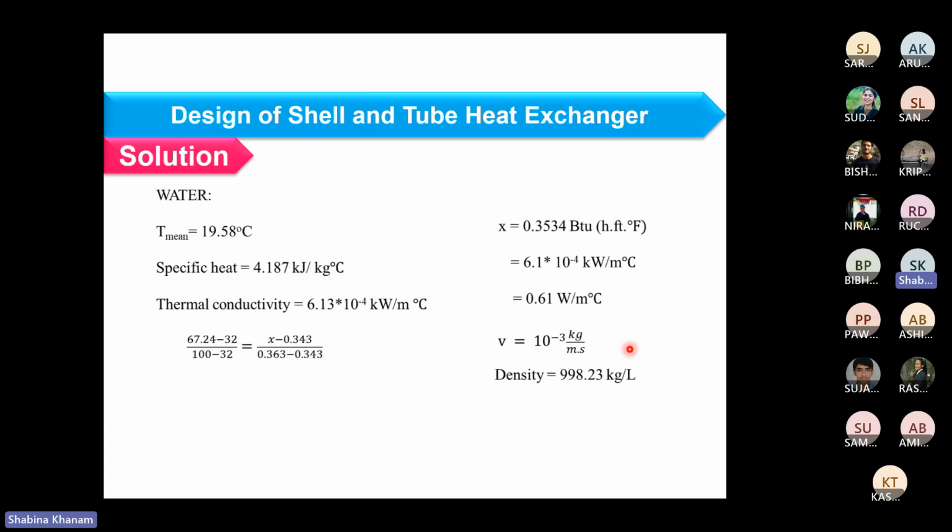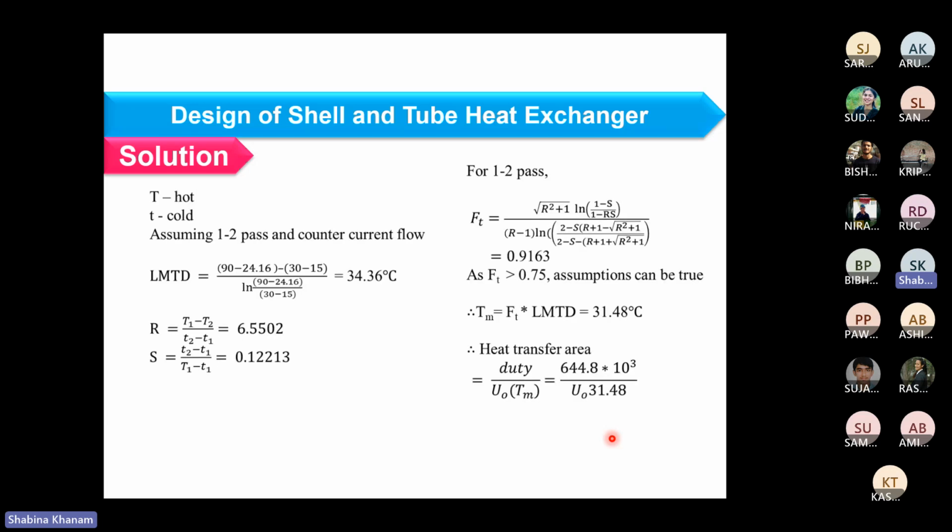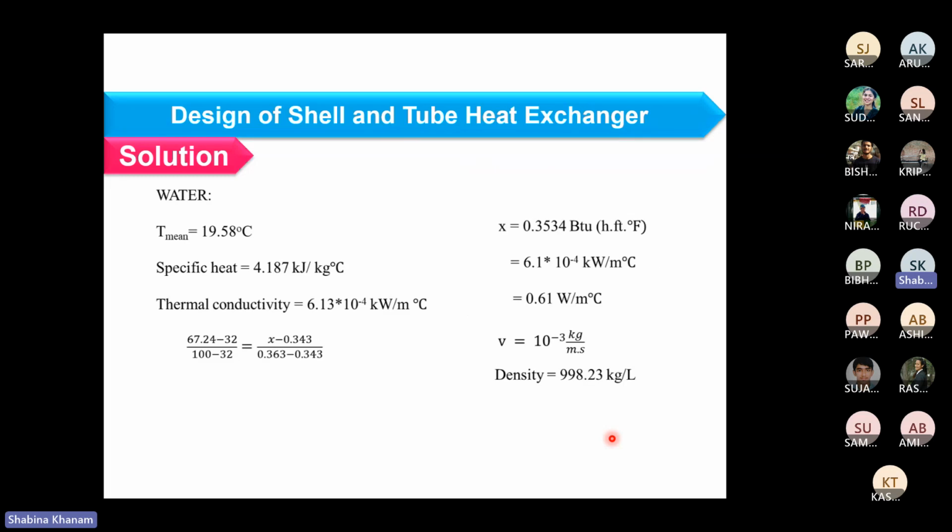Okay, viscosity for water, you know already, when we consider water, it is 1 centipoise, and that is equal to 10 to the minus 3 kg per meter second. Density of water you can choose like this, or you can take 1000, something similar. In the similar way you can take the value. So that is about the property collection.